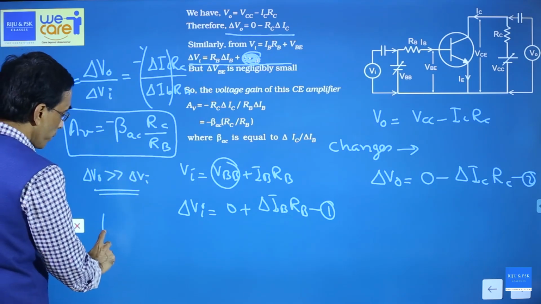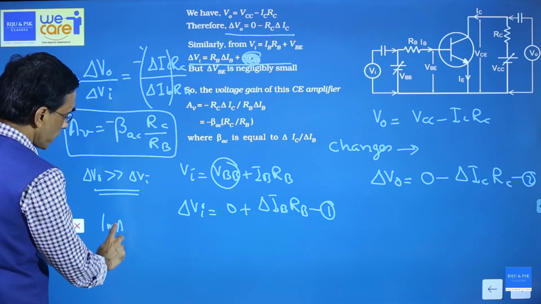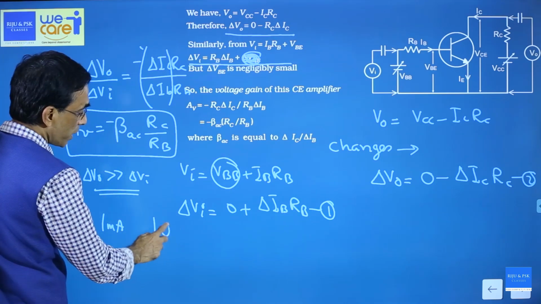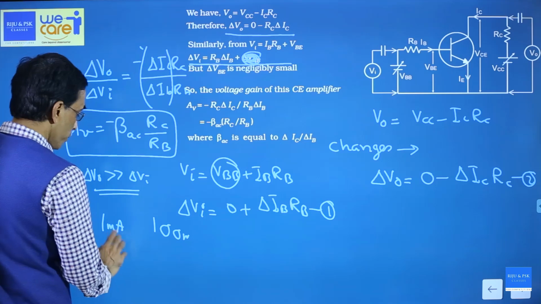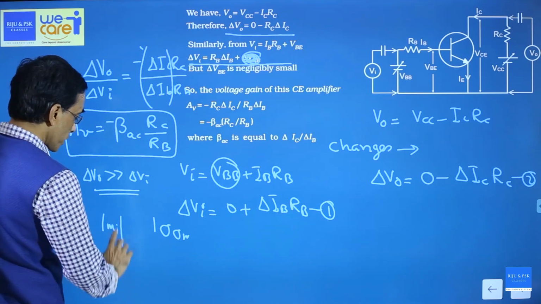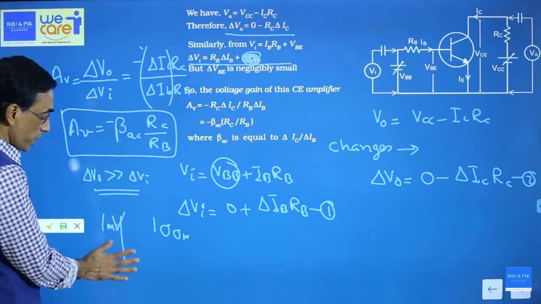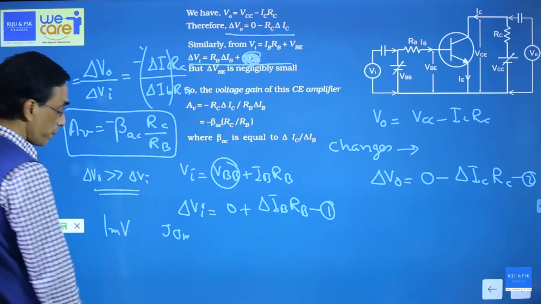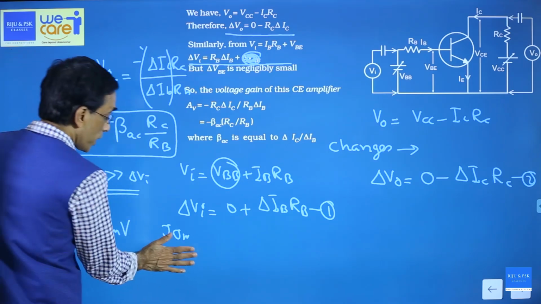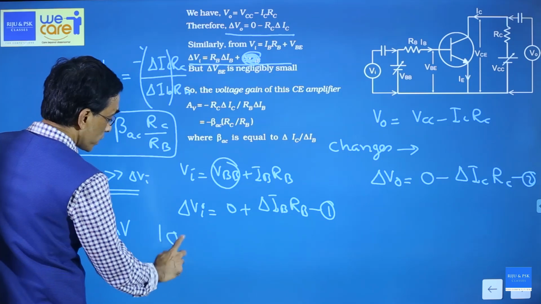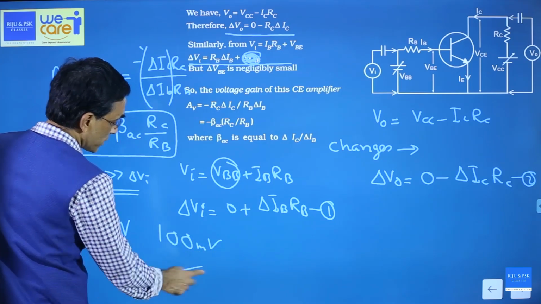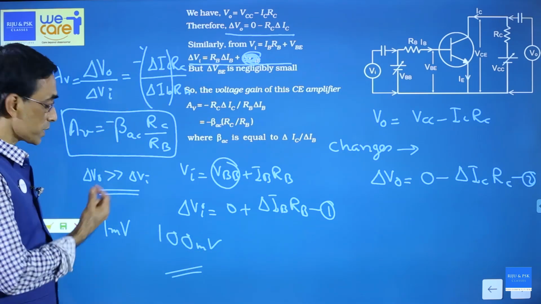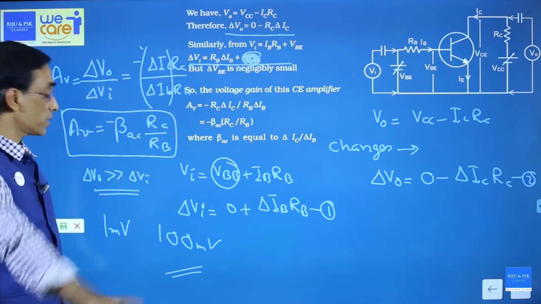That means if you make a 1 millivolt change in the input, there can be a 100 millivolt change in the output. Is this good for us? Yeah, by giving a small change in voltage, you are getting a large change in the output voltage.